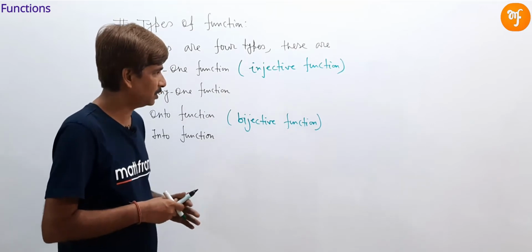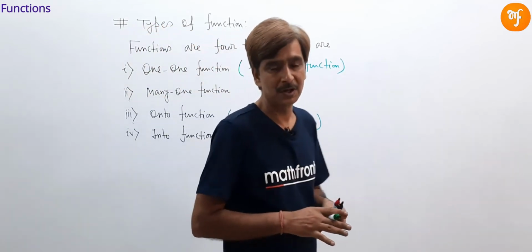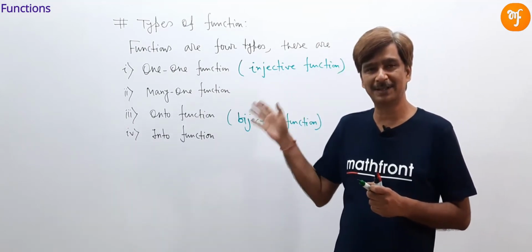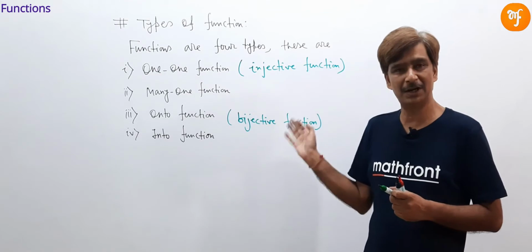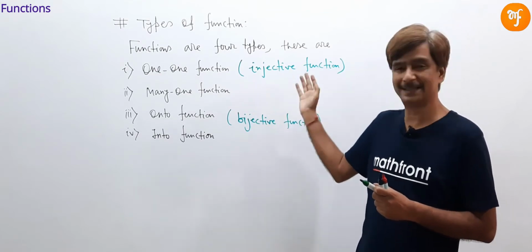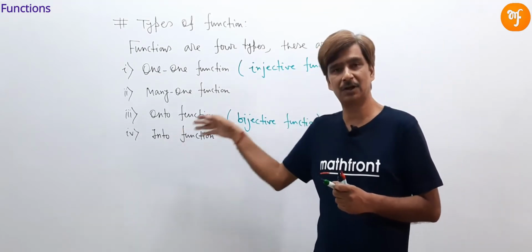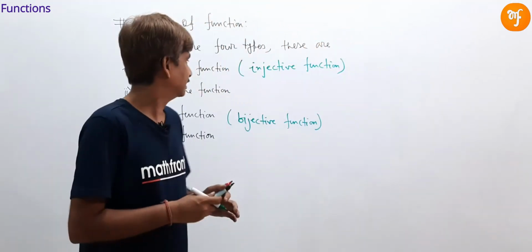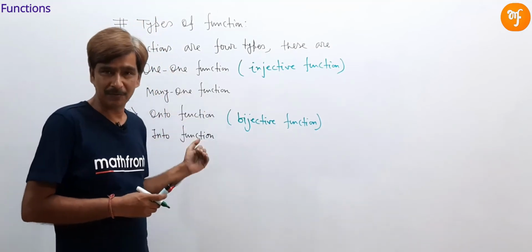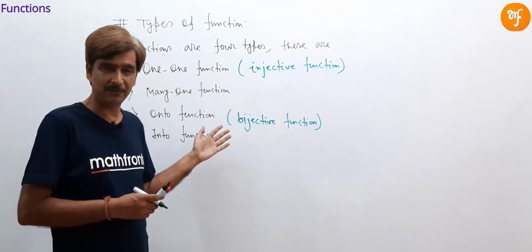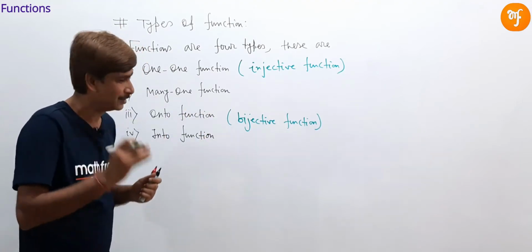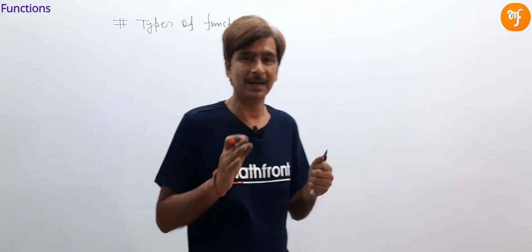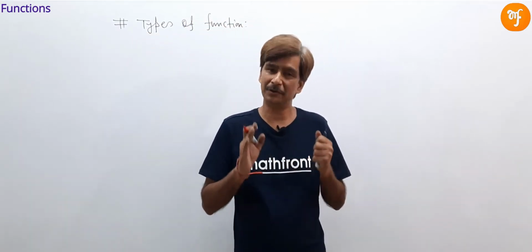So what we learned, functions are basically four types. Number one is one-one function, number two is many-one functions, number three is onto functions, and number four is into functions. One-one functions are also known as injective functions, and onto functions are also known as bijective functions. Okay, so now we'll discuss step by step which type of functions are known as one-one function, which type of functions are known as many-one functions, and so on. So let us first discuss the first type of functions, that is one-one functions.